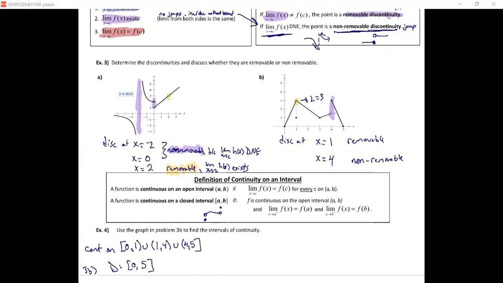Oops. Let's go into the highlighted and go back to yellow. So this is basically saying we're continuous for every c.